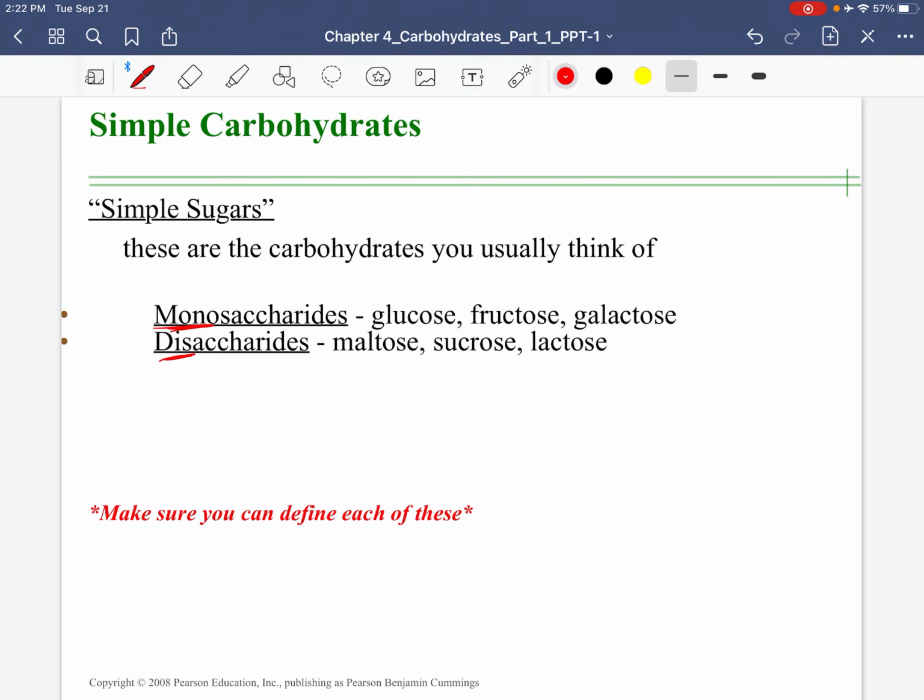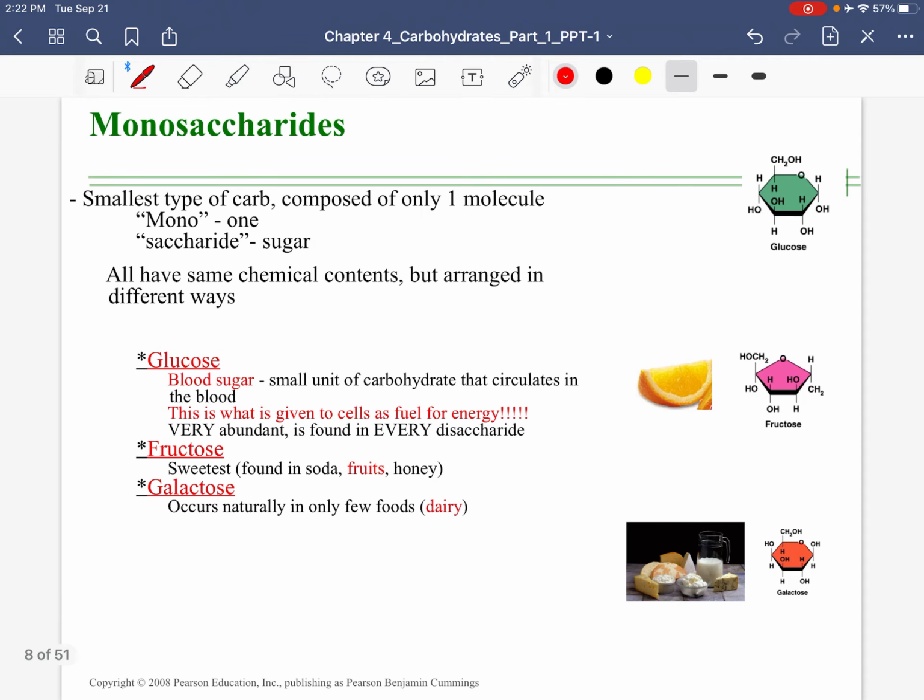Okay, here we go. Simple sugars. Monosaccharide has 1 sugar. Disaccharide has 2. I'm going to give you some examples. I'm only going to ask you to know 1 monosaccharide, glucose. Even though it's in red, I'm making the executive decision that right now you don't need to know this. Let's give our simple, good old glucose. This is a monosaccharide, 1 sugar.